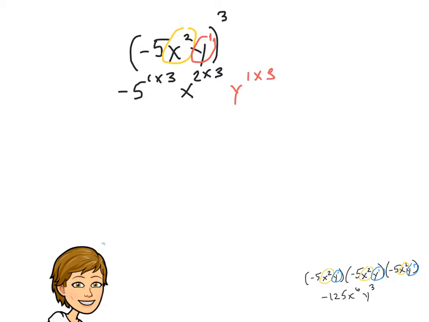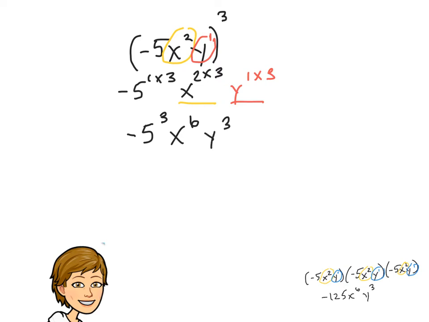So if we end up doing that, let's rewrite it. We have negative 5 to the power of 1 times 3, the third power. Then for x, 2 times 3 is 6, so x to the 6th power. And then for the last one, 1 times 3, that would be y to the third power.